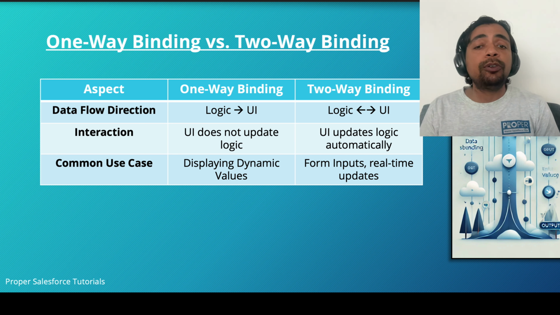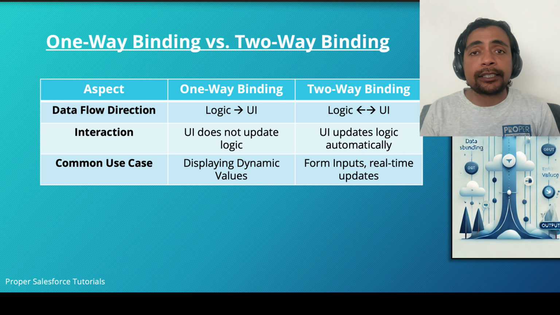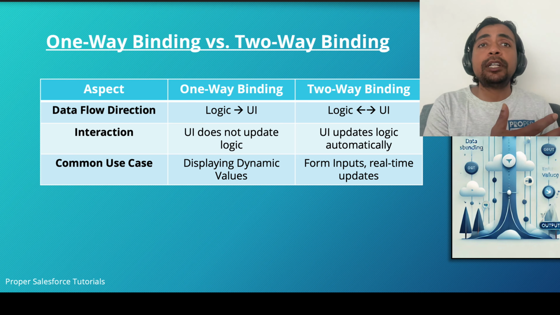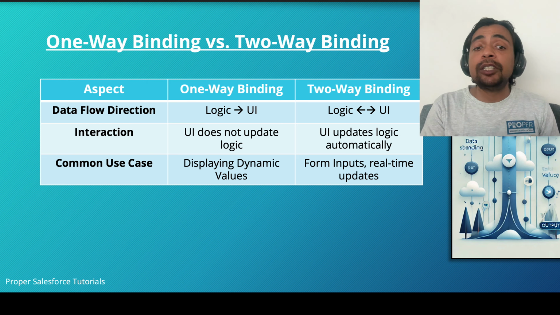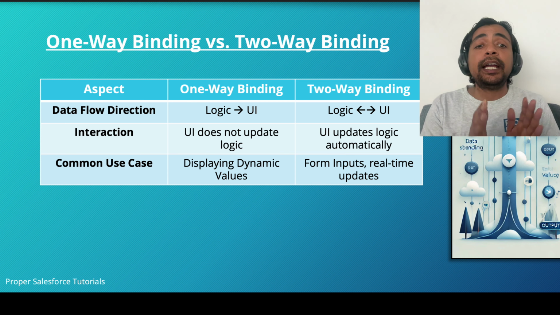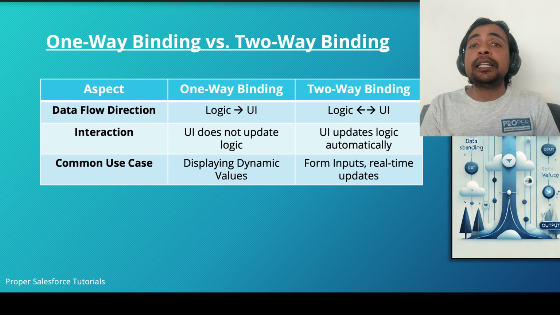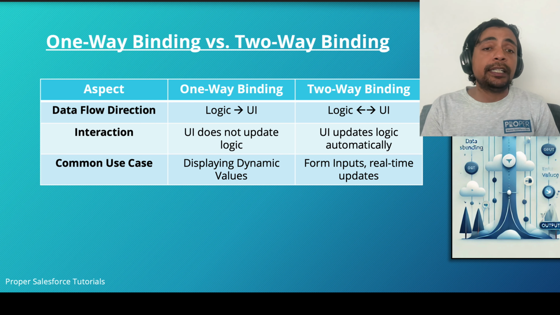And if we talk about two-way data binding, it is bidirectional. That means changes made on the logic will reflect on the UI, or changes made on the UI will reflect on the logic. If we talk about interaction, UI does not update the logic. So any change made on the UI will not reflect on the logic in case of one-way data binding. But in case of two-way data binding, UI updates logic automatically.